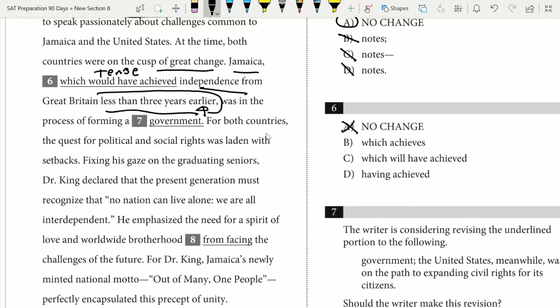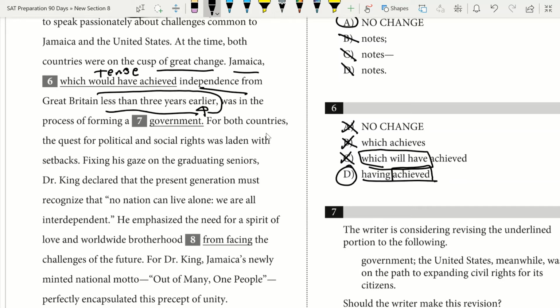So when is this happening? Well, it's not happening in the future. It's already happened. "Which achieves" is present tense, and we already know that this happened 3 years earlier, so we're looking for past tense. C, "which will have achieved," once again would not be past tense. And then we have option D, which is past tense, "having achieved," okay? "Jamaica having achieved independence from Great Britain less than 3 years earlier." That's telling us they already achieved it, right, when we say achieved. All right, so our correct answer is going to be D for number 6.